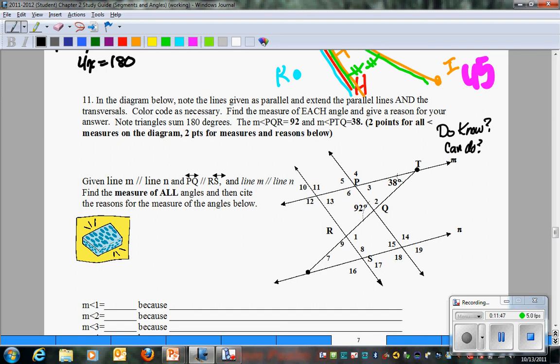So step number 1. You are told some lines are parallel. So do you know certain lines are parallel? Yes or no? Then I would retrace them so that it registers in your brain. M and N are parallel. So here's M, there's N. Just retrace and stretch it out a little bit.